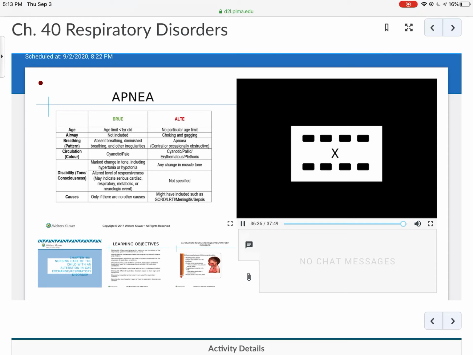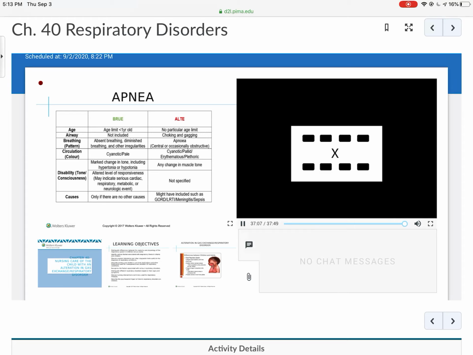We do what's called a septic workup because we're looking for sepsis. They'll do blood cultures, lab work, urine, and they'll do a lumbar puncture. If anything comes back positive, of course, they'll treat that with antibiotics. If everything comes back negative, they may admit them for observation, maybe send them home on an apnea monitor, things like that. But they'll rule out all the bad stuff, make sure it's not anything bad.